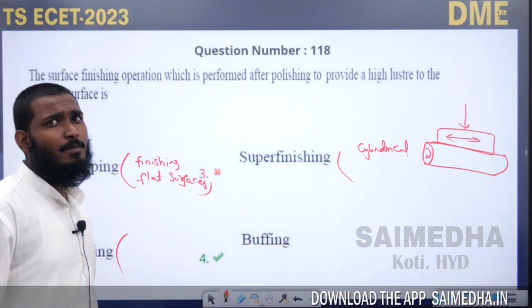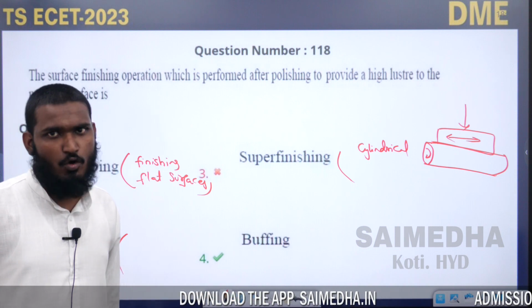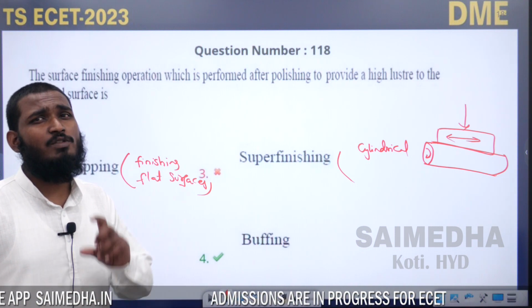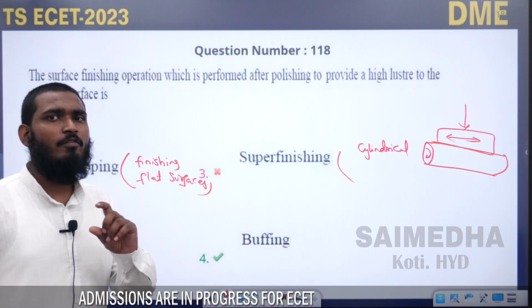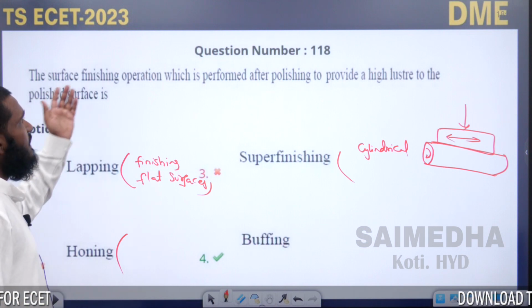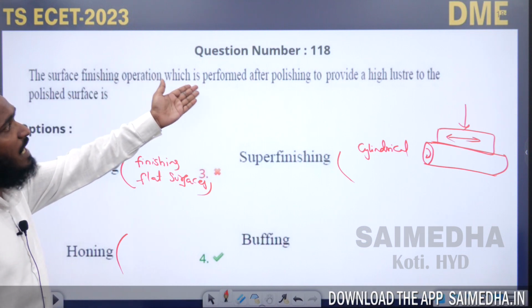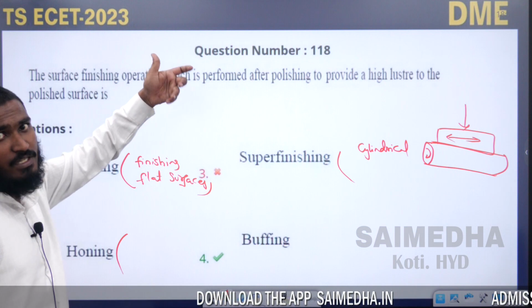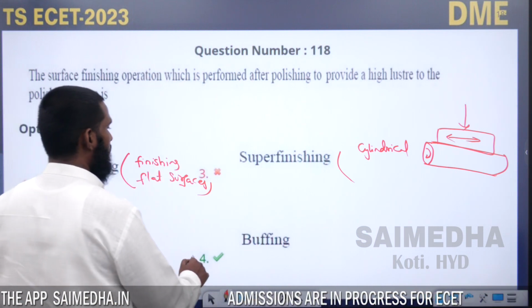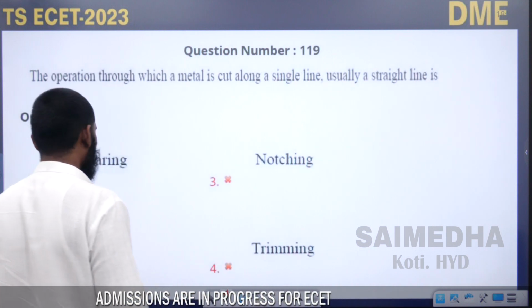Now buffing is very much similar to polishing operations, and we use very fine grains here. The question is about the surface finish operation performed after polishing to provide a high luster. After polishing, if you are using very fine grains, we call it buffing. Okay, option 4 is correct.